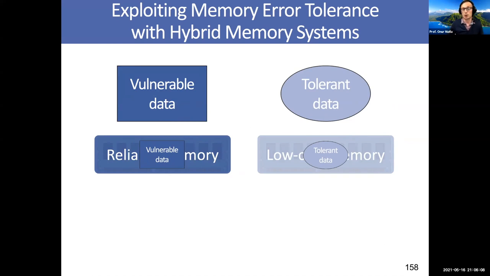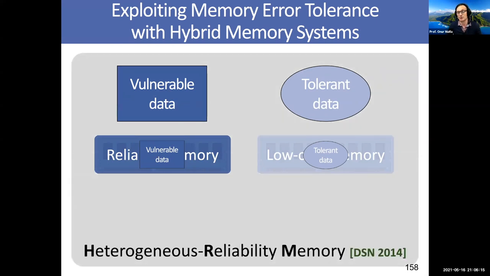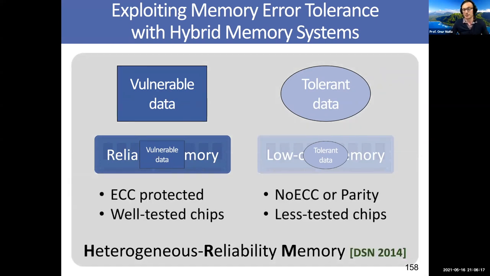Some data is not as important as others. But this requires, of course, your identification of tolerant data and vulnerable data. So that's why it's across the stack. And it involves a programmer as well, actually. We introduced this idea of heterogeneous reliability memory in DSN in 2014.